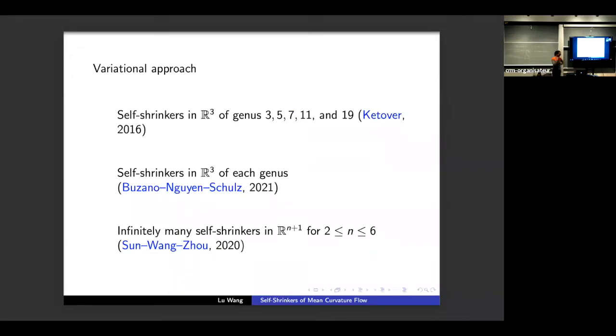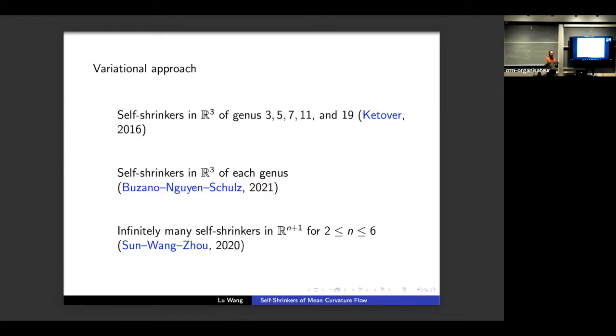So another approach is the variational approach. You can think of self-shrinkers as a minimum with respect to this conformal change of the Euclidean metric, right?